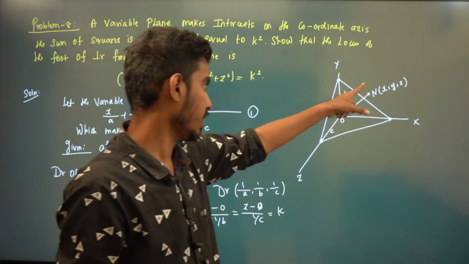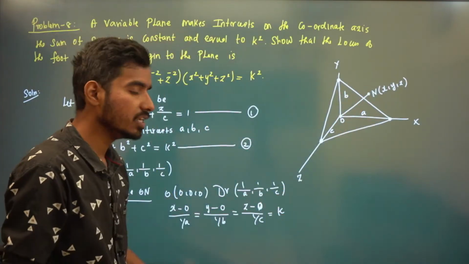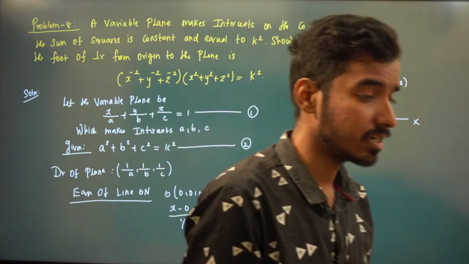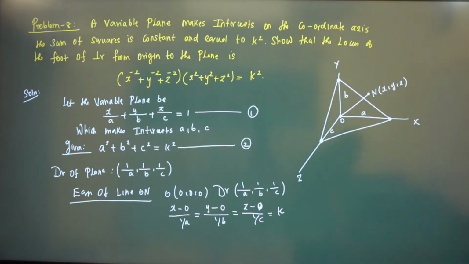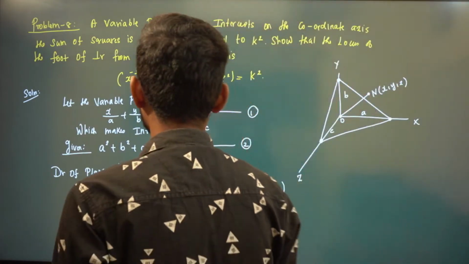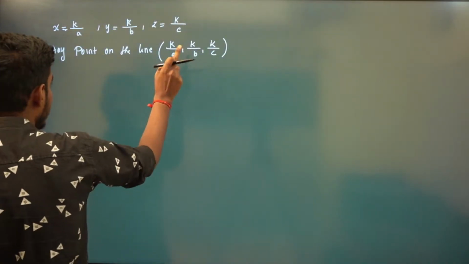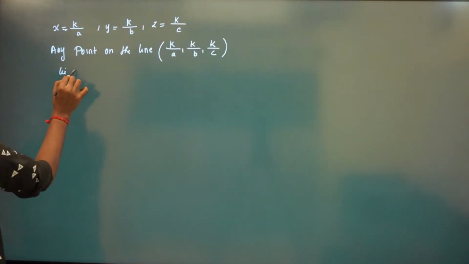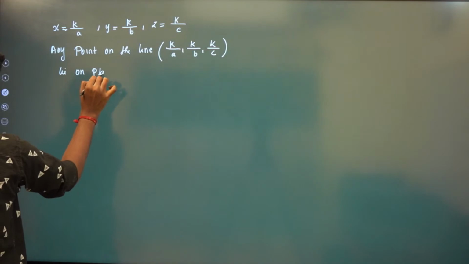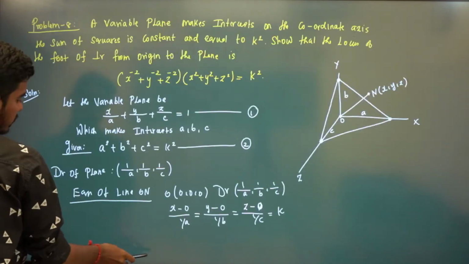Because the equation of this line ON is this and is equal to K, so you will find X, Y, Z. Any point on the line will be of this form. Okay, so that means surely this point lies in the plane, right? Lies in the plane. So what is the plane?